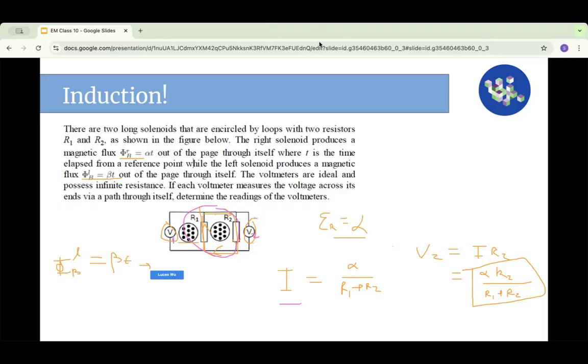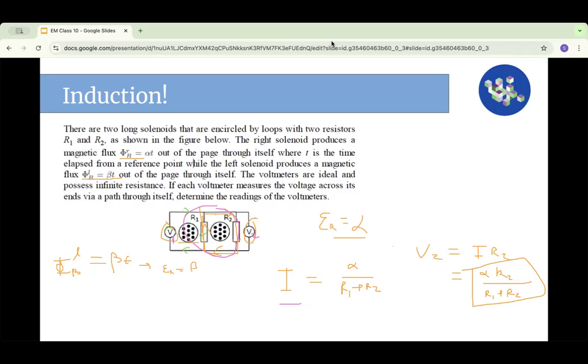So the EMF on the left side would be equal to beta. And what direction is that pointing? Because the flux on the left solenoid is increasing out of the page, my EMF will have to be curling in this direction over here, like this, because it will oppose the change in flux due to the solenoid.